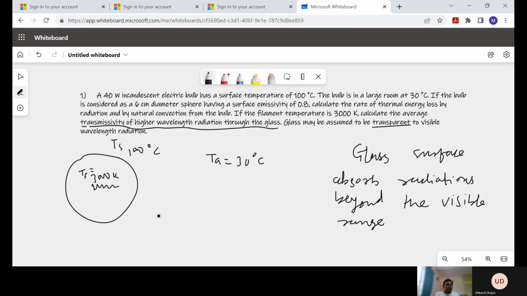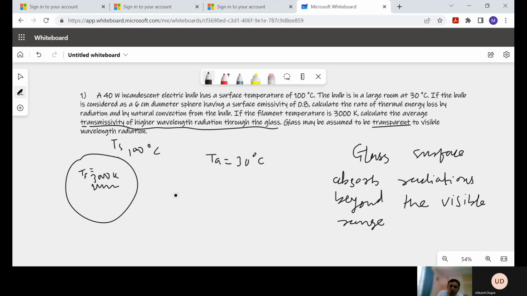Okay. So now what has been given in the problem is a 40 watt incandescent electric bulb. So whatever the total energy radiated from this filament is, what? 40 watt. Do you agree? Yes, sir. Some of that will be falling in the visible range and the remaining will be falling in the invisible range. Correct? What is the visible range?